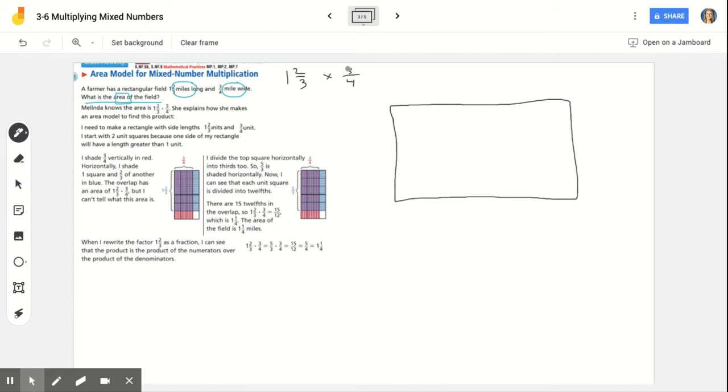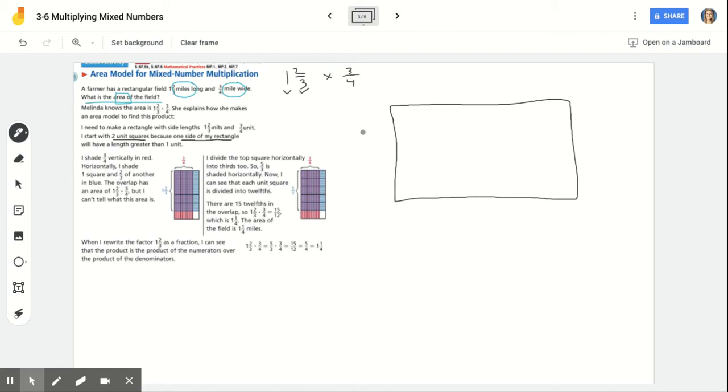And we're going to go one factor at a time, labeling, splitting, shading at a time. So let's work with this more complicated one, the mixed number 1 2/3. How can I represent 1 2/3 using just one array? Well, it already said Melinda's thinking is that she's starting with a 2-unit square because one side of her rectangle will have a length that's greater than 1 unit. So we need to represent 1 whole and 2/3.